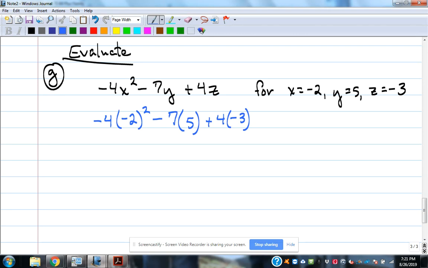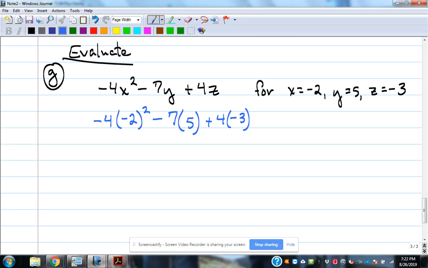So plug those in. Put those parentheses in there. It'll save you the headache, especially if you're going to type that into the calculator. Extra parentheses don't cause problems. Lack of parentheses can cause problems. So be careful of that.